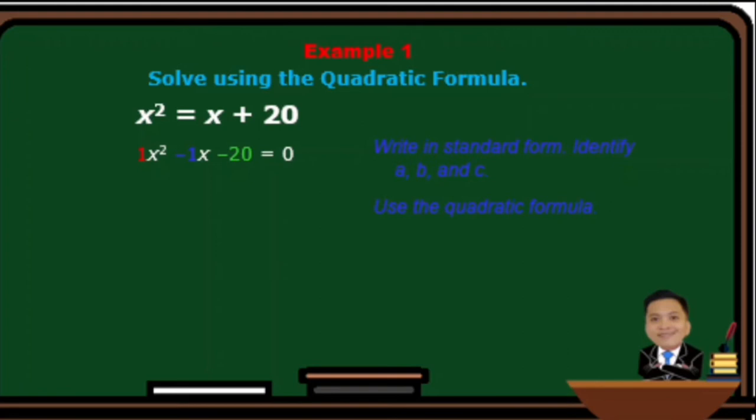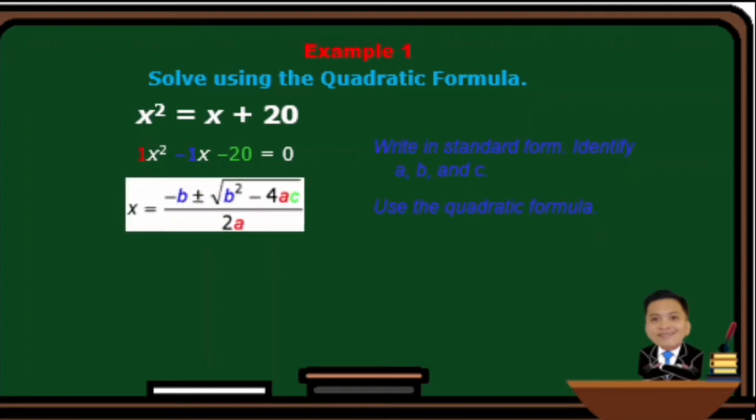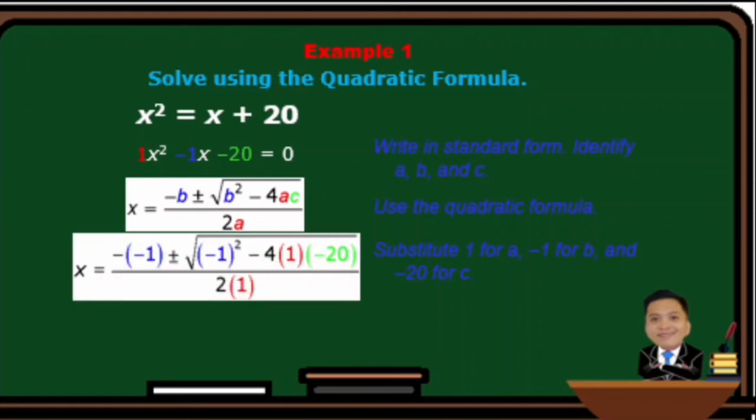Use the quadratic formula. Again, the quadratic formula is x is equal to negative b plus or minus square root of b squared minus 4ac over 2a. Substitute 1 for a, negative 1 for b, and negative 20 for c. And we will have x is equal to negative times negative 1 plus or minus square root of negative 1 squared minus 4 times 1 times negative 20 all over 2a.